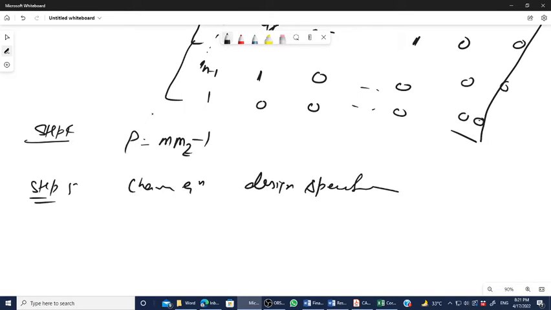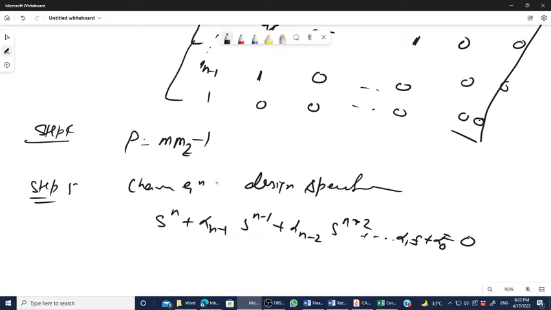Designed specification, right? And this is nothing but S^n plus alpha_(n-1) S^(n-1) plus alpha_(n-2) S^(n-2) plus dot dot dot plus alpha_1 S plus alpha_0 equal to 0. This is the equation.